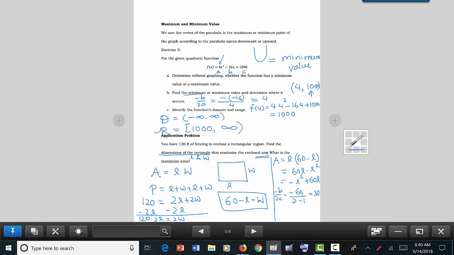So if L is 30, then the width, if you plug back into the perimeter equation, you will also get 30. So what is that telling us? If you want to enclose the maximum area, then your rectangle should be a square, which makes sense. That's the reason even in real life, if you are looking for a plot to build a house, you always look for a square plot because it will minimize the cost.